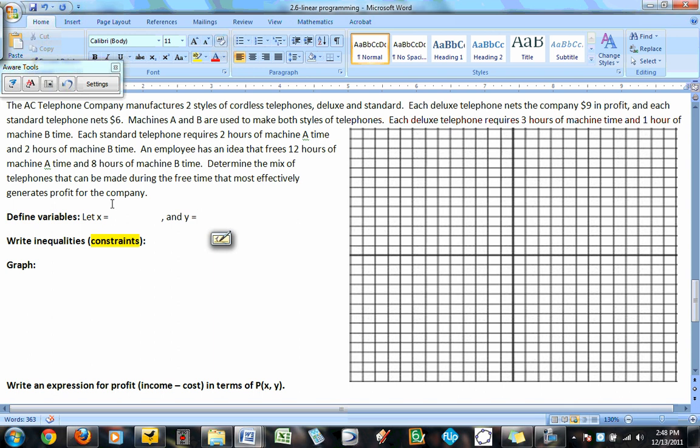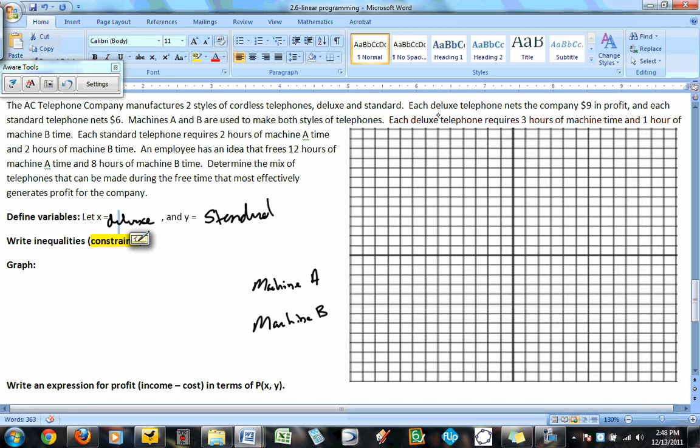Let's say X is the number of deluxe phones. So deluxe. All right. And we're going to make Y the number of standard phones. All right. Let's go ahead and write our constraints again, and we'll graph it. So our constraints, remember, we're not dealing anything with profit here. All right. So now we say machines A and B are used to make both styles of telephones. So machines are limited. So let's write a machine A and a machine B equation. Machine A, machine B.